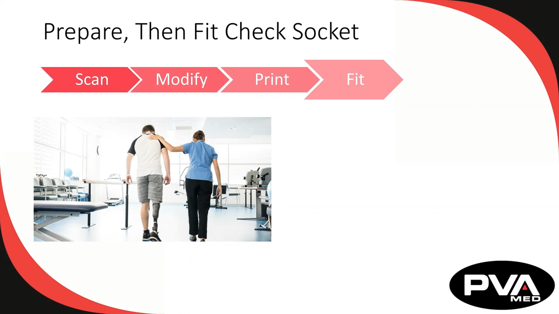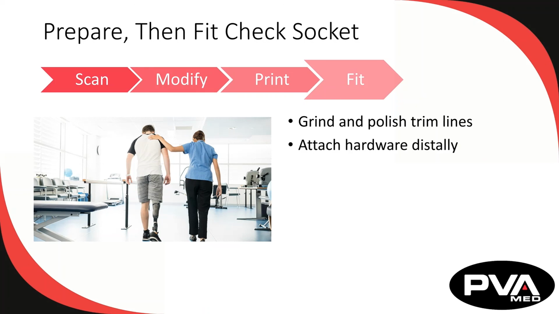The last step in the workflow is the Fit step. The Fit step is where the digital workflow transitions back to a traditional fabrication workflow. Once the printed check socket is removed from the printer bed, the trim lines can be ground and polished using the same tools and techniques used for pulled check sockets. After the trim lines are finished, attach hardware distally. For patient safety, it is recommended that clinicians fiberglass reinforce the transition point between the distal attachment and the socket contact point with the residual limb.